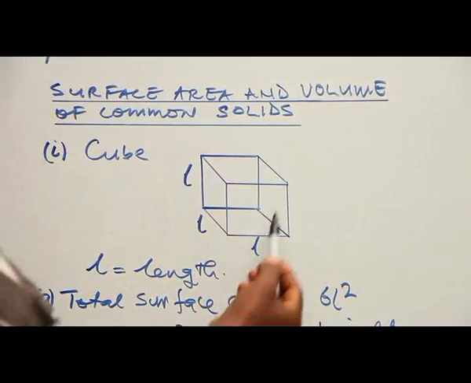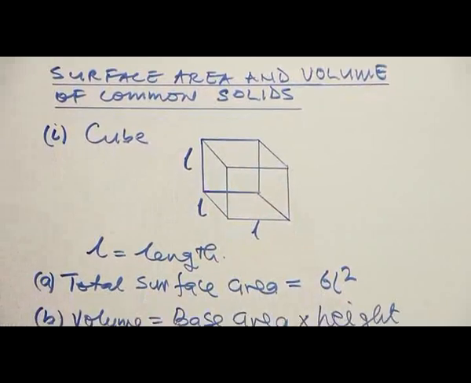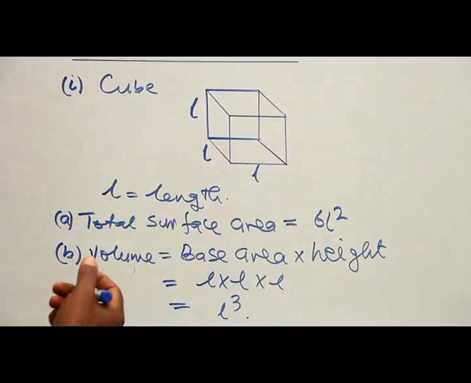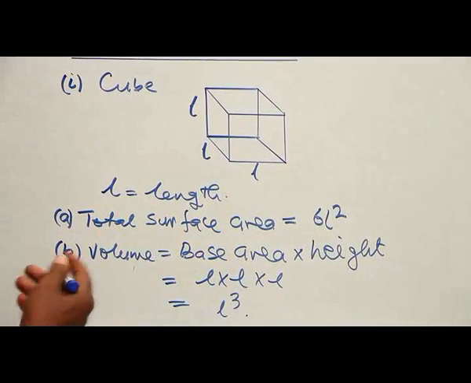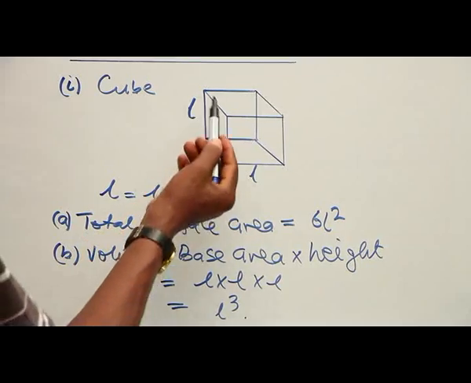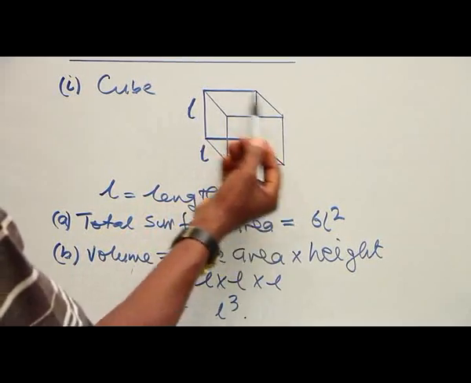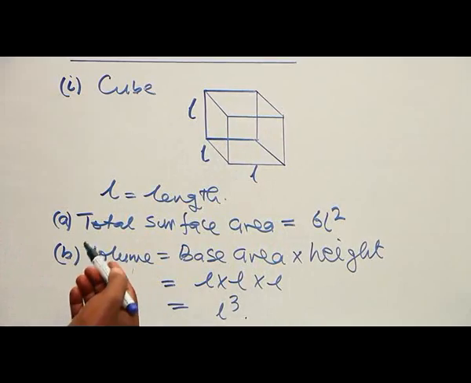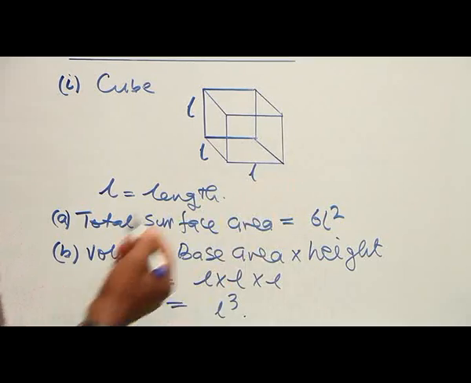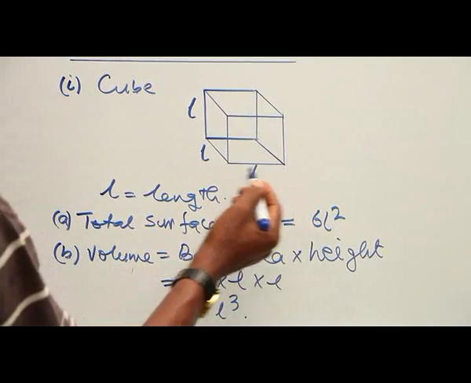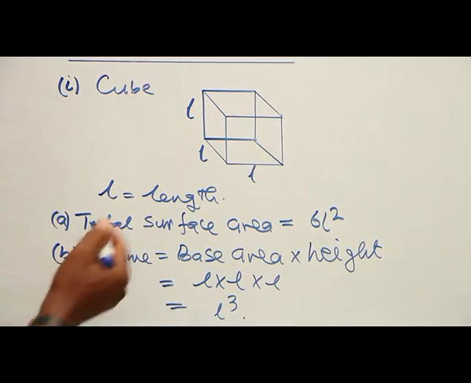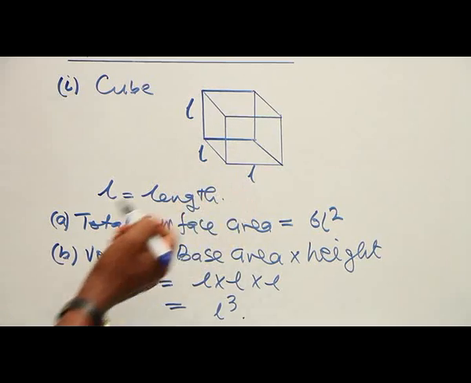And here is a description or a diagram representing a cube. Example of cube is the sugar that we use in our homes, or the Maggi cubes that we also use in cooking. Here is a description of a cube. The dimensions of the cube are all equal. That is to say, the length, the breadth, and the height are equal. L here represents the length.